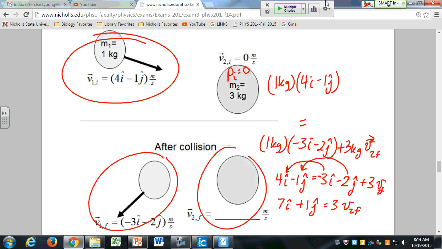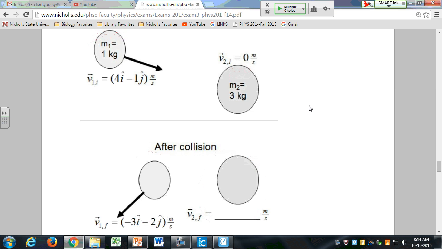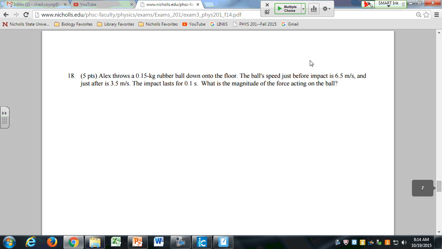So I divide both sides by 3, and I get 7/3 i plus 1/3 j is equal to V2F. So that's how you report it in vector notation. As I said, I'm not going to have you report the magnitude and direction. I think y'all can do that, but you would just use the Pythagorean theorem and the inverse tan to find the magnitude and direction. You will have a problem with a 2D collision. Make sure that you can do a 2D collision. It'll be very similar to that.